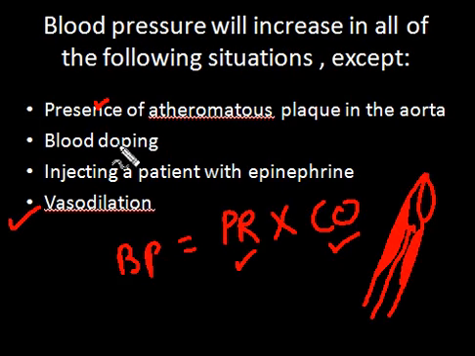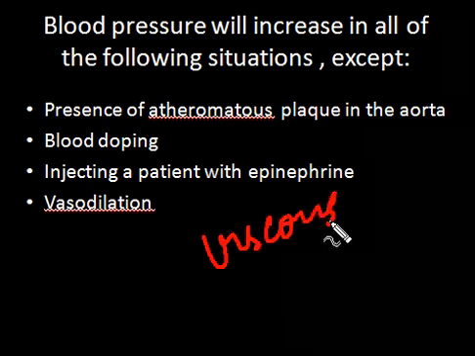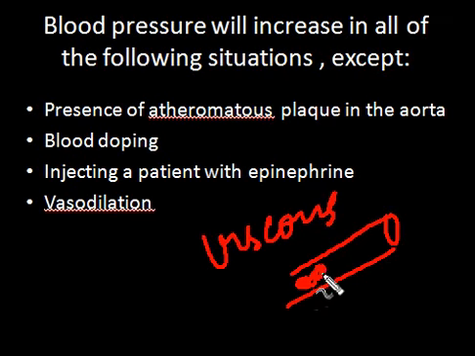So blood doping. In this situation, what happens is usually athletes do that, but otherwise the extra packed cell volume or extra red blood cells are pushed into the blood, which makes the blood more viscous. That means the blood is thicker. It's like instead of passing water through a tube, you're passing honey through a tube. So when anything is thicker in consistency, it increases peripheral resistance. So again, blood doping increases peripheral resistance. So like the presence of atheromatous plaque, it again will increase blood pressure. So these two will increase blood pressure.